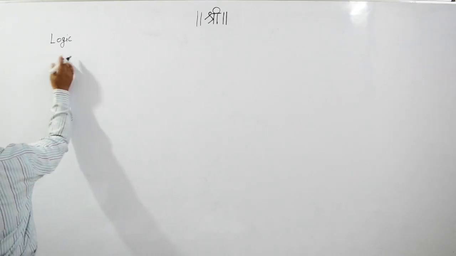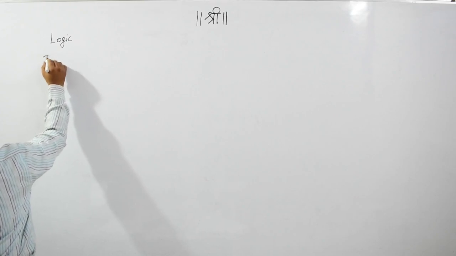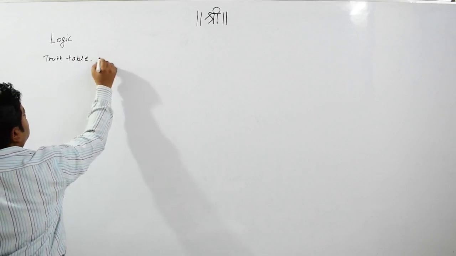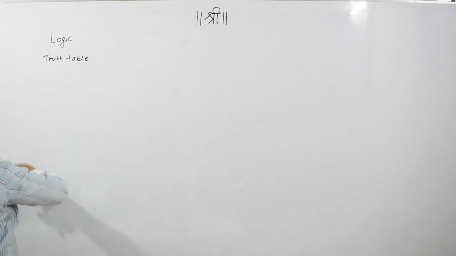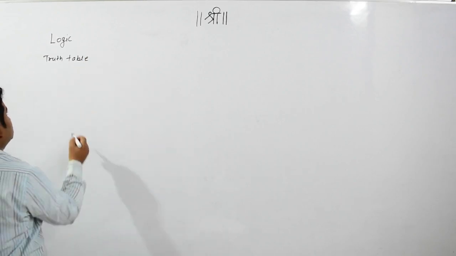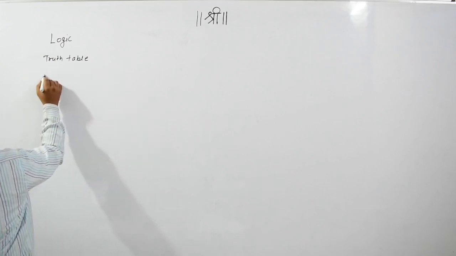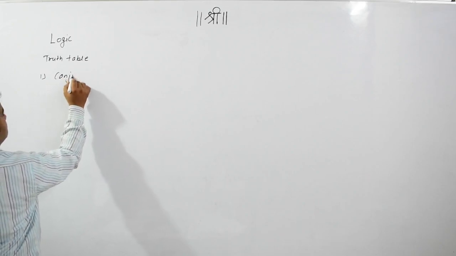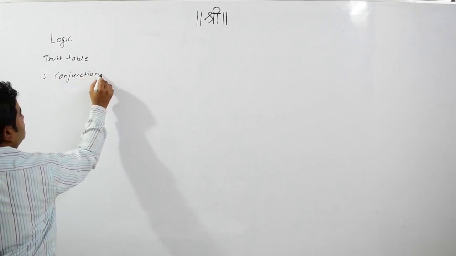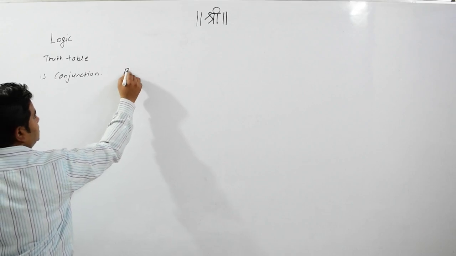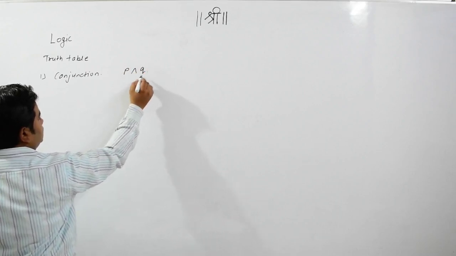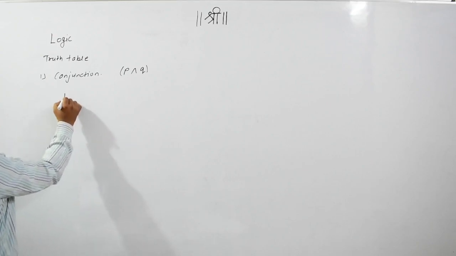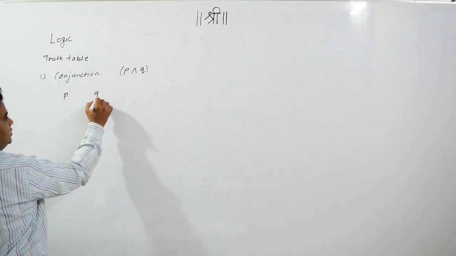So first, truth table, or what we can say truth values of different situations. Truth table first for conjunction. So what is that conjunction? P and Q. P and Q are two statements. So here is P, here is Q.